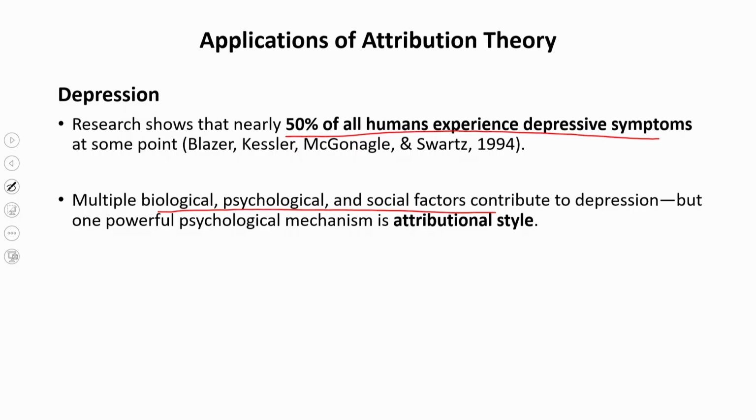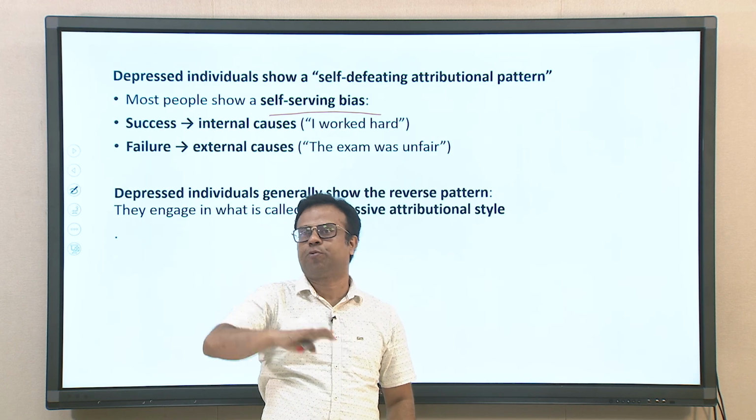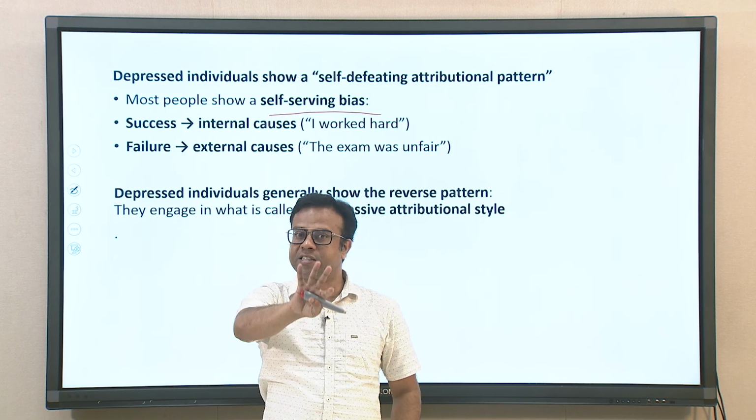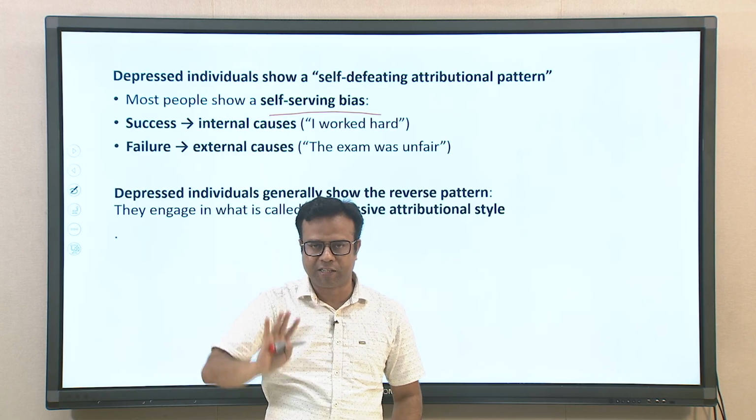One of the reasons psychologists found is related to attributional style. How people find causes of their behaviors can also lead to depression. For example, depressed individuals generally show a self-defeating attributional pattern. What does that mean? Most people show self-serving bias. So, if they fail in something, they will say I am not responsible, something else is responsible. If they succeed, they will say I have done it. So, that is self-serving. Depressed people do the opposite.